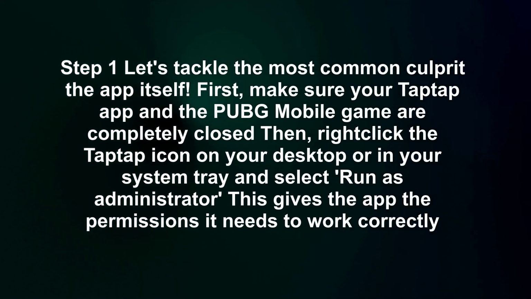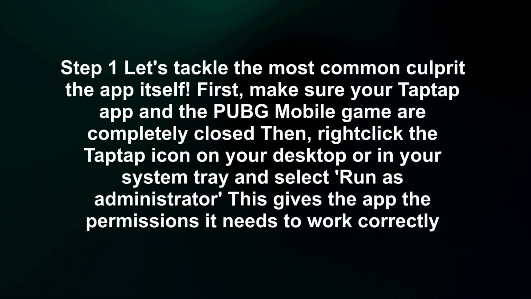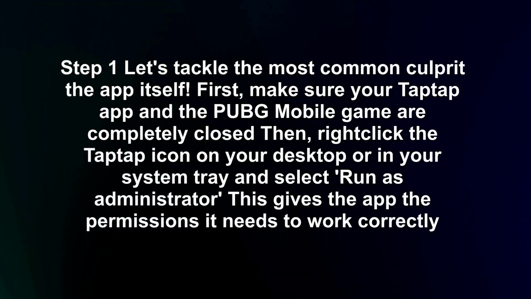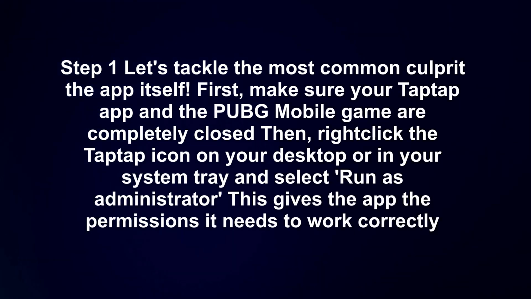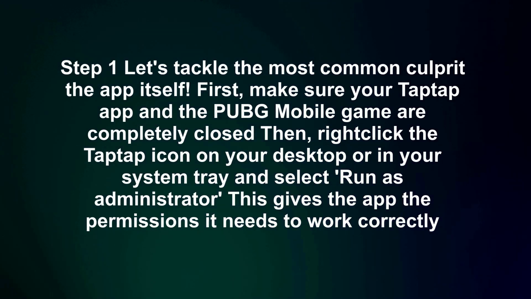First, make sure your Taptap app and the PUBG Mobile game are completely closed. Then, right-click the Taptap icon on your desktop or in your system tray and select Run as administrator. This gives the app the permissions it needs to work correctly.